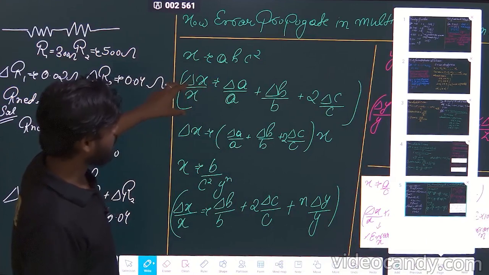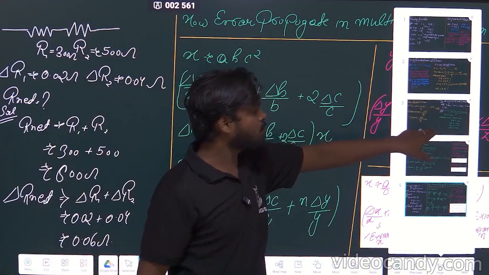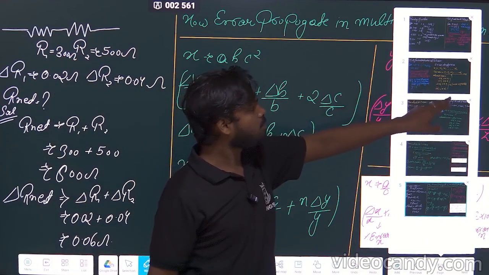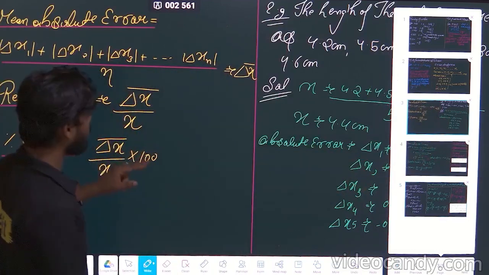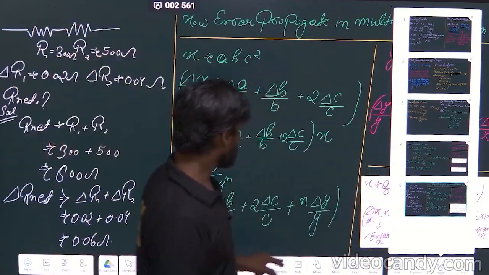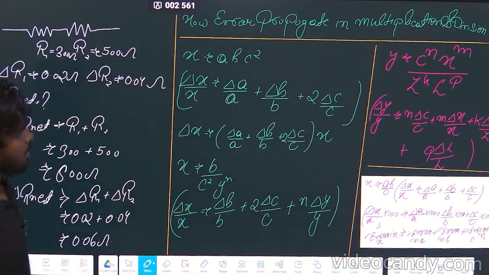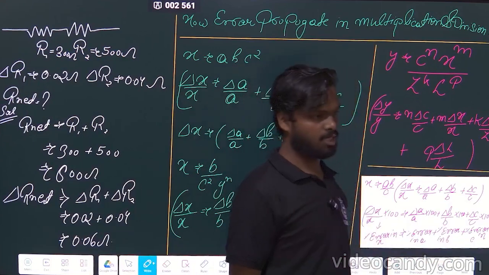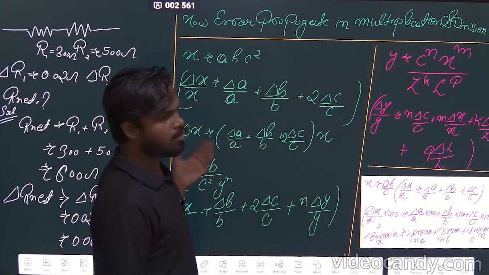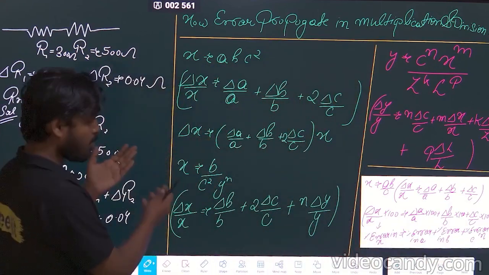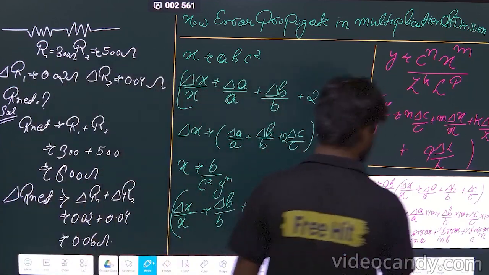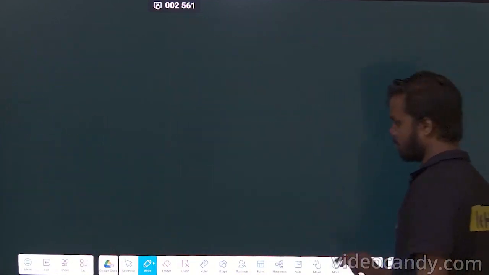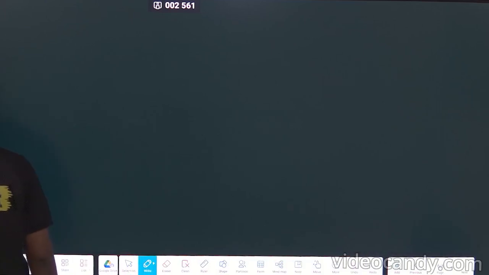And if you want to convert into percentage error, what do you have to do? You have to simply multiply by 100. So what result have we got? We got a direct result: the percentage error is always the sum of percentage error in a, percentage error in b, percentage error in c. Whatever equation is given, according to that you will find the relation and do the question. Now let us see some questions, okay? Then you will understand better. Some previous year questions.